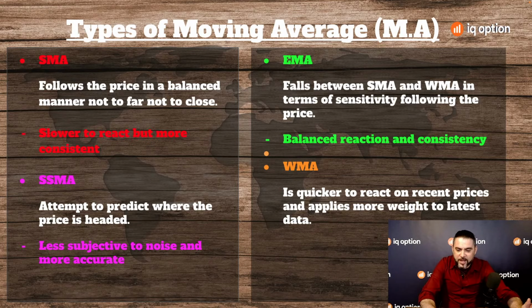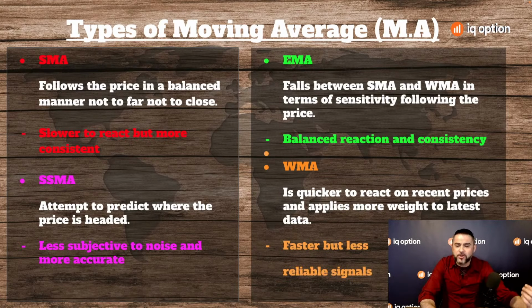It's the quickest to react to recent prices and applies more weight to the latest data. So this one is the fastest but a less reliable signal. You get a fast signal. So if you're combining this with other indicators that might be giving a bit more reliability, you're good. You just have to be very, very careful with using it. Practice makes perfect, as we always say, so you will need a lot of practice with using the WMAs.